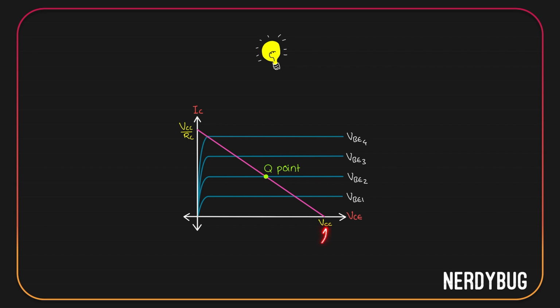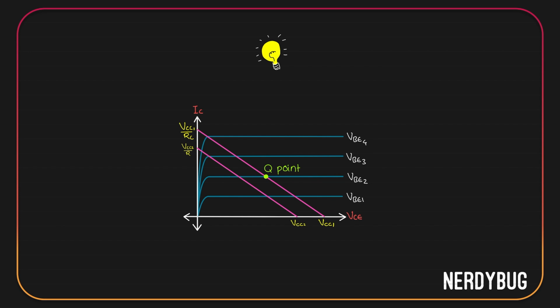Let's go back and try something else. Let us call this VCC, VCC1. That means VCC by RC will become VCC1 by RC. I want to plot the DC load line for different values of VCC. For example, assume I am taking VCC2 and it is over here. That means here also I will get VCC2 by RC, which is obviously going to be lesser than VCC1 by RC because VCC2 is less than VCC1. The graph will look like this. I am only changing VCC and not VBE. My VBE is still at VBE2.